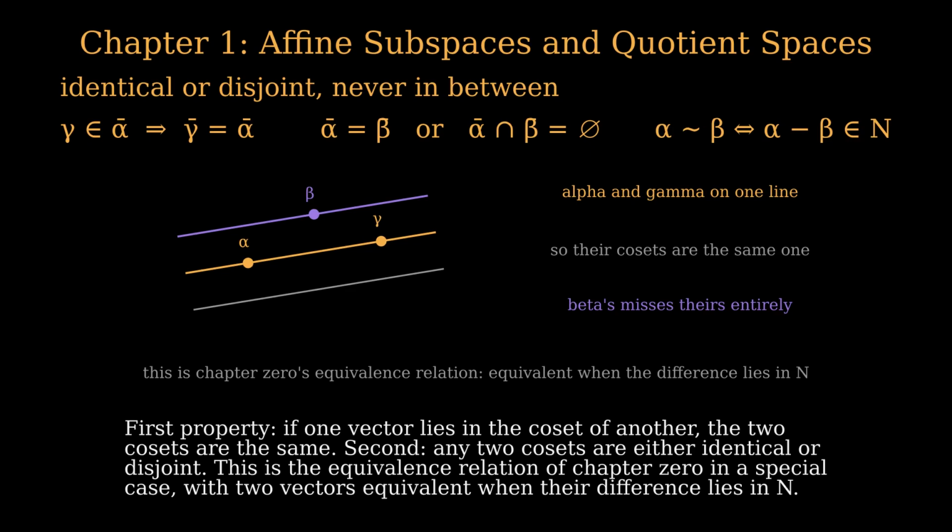First property: if one vector lies in the coset of another, the two cosets are the same. Second, any two cosets are either identical or disjoint. This is the equivalence relation of Chapter 0 in a special case, with two vectors equivalent when their difference lies in N.